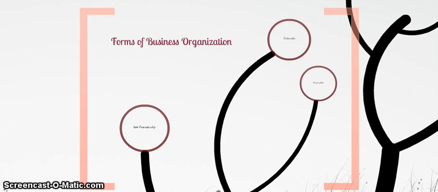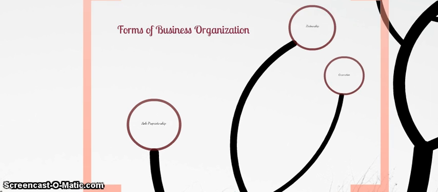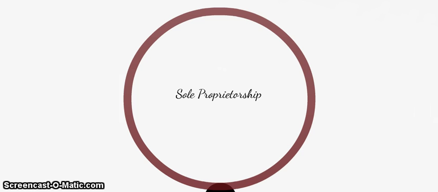First, let's talk about the different forms that a business organization can take. So we're actually talking about the specific entity type that you might be as a business. One is a sole proprietorship. This is your most basic form of business organization. It's your easiest to form as well.